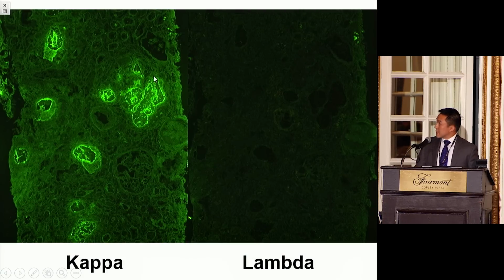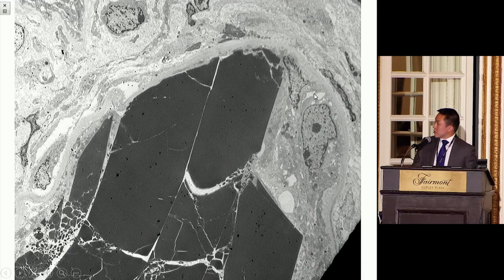Immunofluorescence shows that if you look at the tubules, they stain quite strongly for kappa light chains, particularly within the lumen, whereas staining for lambda is completely negative. And electron microscopy shows this. This is a dilated tubule, and you can see the tubule is filled with an electron-dense, crystalline-like substance that has a fractured appearance, which is a characteristic appearance of what we're looking at.